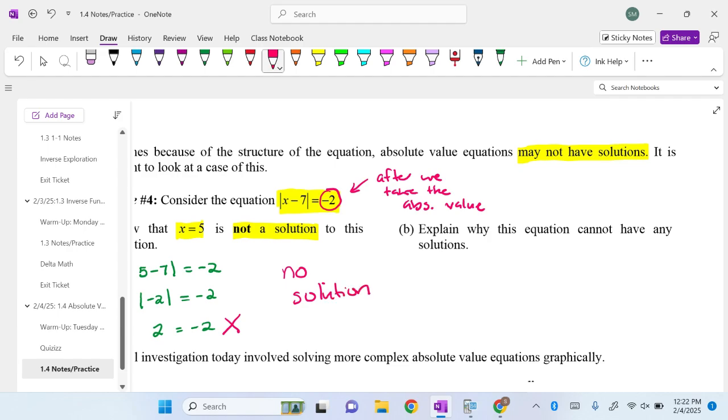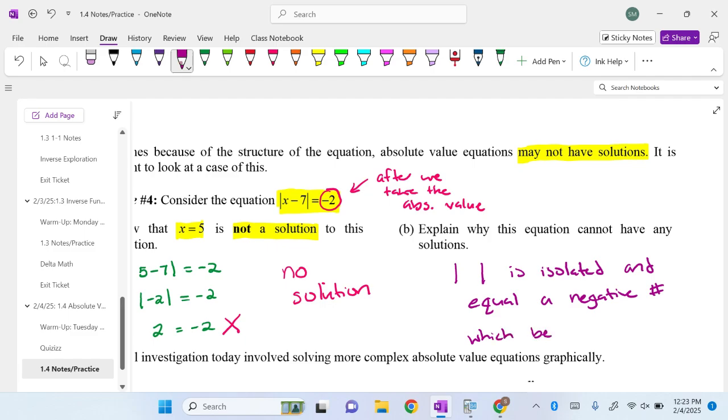And again, it's because our absolute value symbol is isolated and equal to a negative number, which we know to be impossible. Because there's no way that if you took the absolute value of any number, positive or negative, that it will ever equal a negative number. That's just not how absolute value works. Any questions on how you would get no solution?